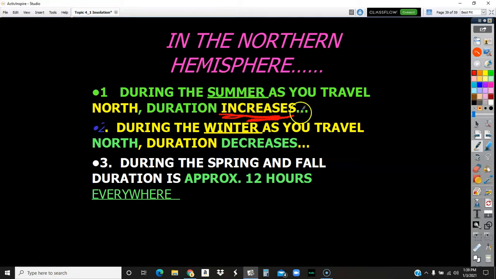Your day gets longer. This time of year, right, winter, if you were to go to Alaska, you would go to Maine, even go up to northern Vermont, New Hampshire, duration decreases. They have even shorter days than we do the further north you go. And then again, everybody gets to 12 hours on the first day of spring and the first day of fall.